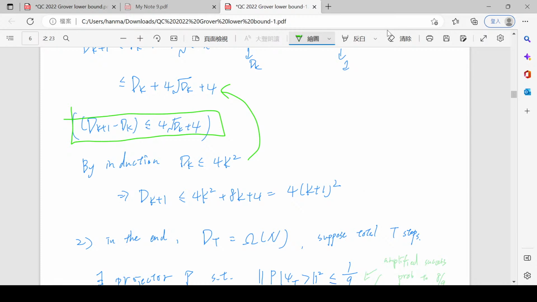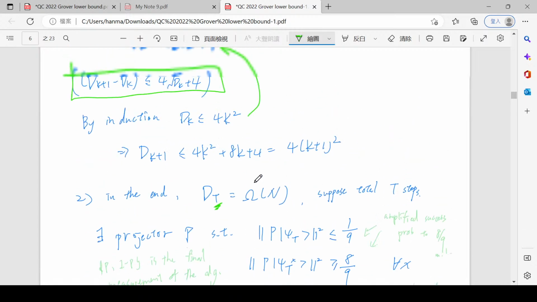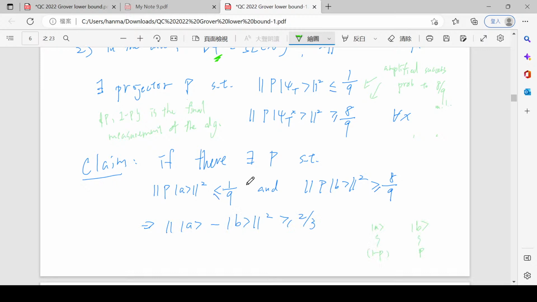And finally, we need to finish the last step. So in the last step, we want to show that after big T steps, at the end, our progress function should be at least omega of big N. And now we digress from the book a little bit.